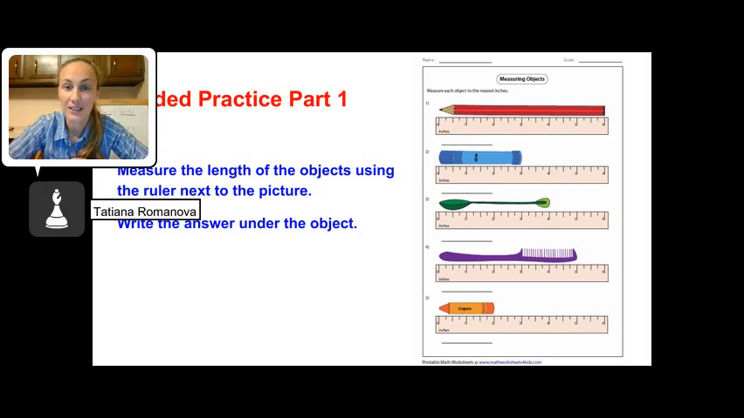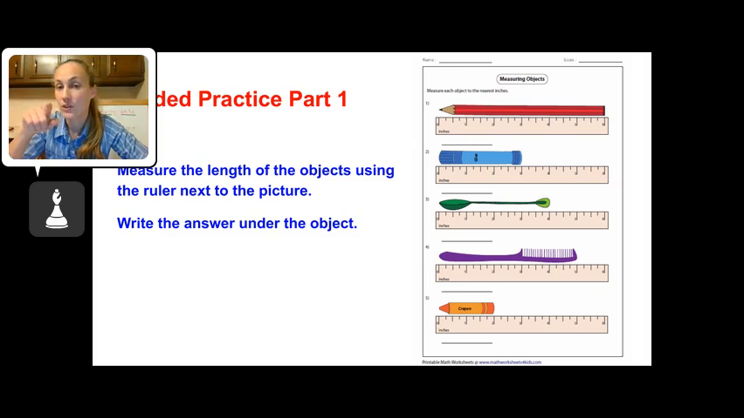Let's practice together. On this slide we have 5 objects and we need to find out how long they are. Under each object you can see a ruler. So we should start with a 0 and count forward till the end of an object. Then we should put the right answer on the line under it.